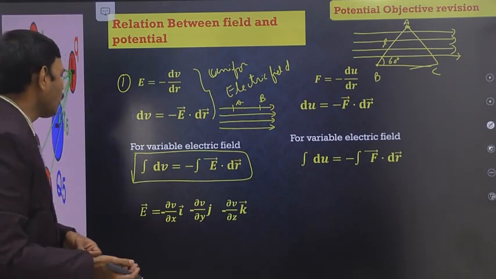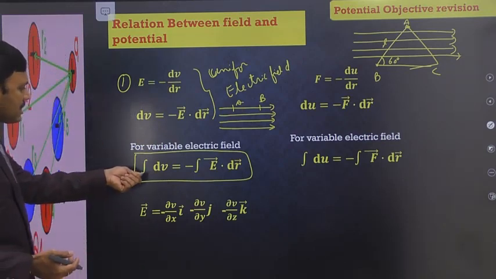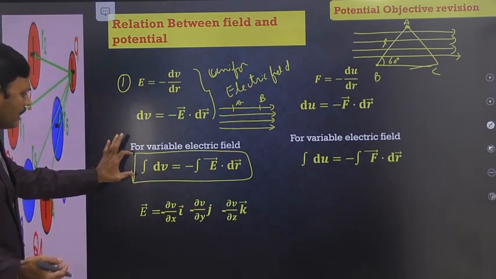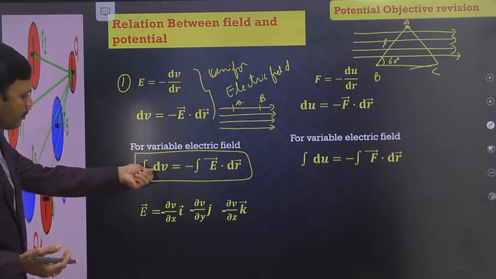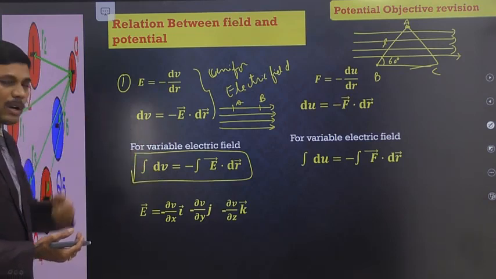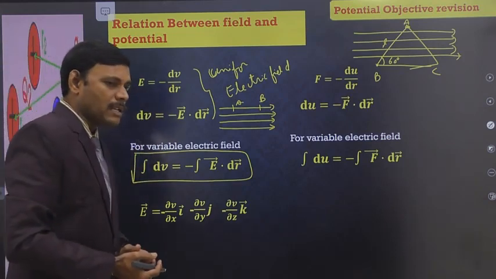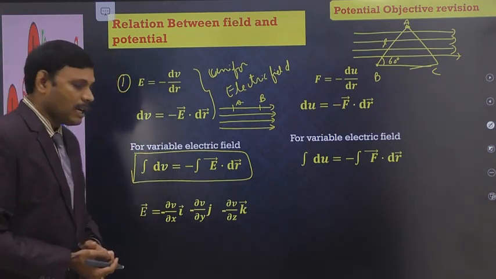A repeated question. To find out potential due to such hollow and solid spheres, that is a variable electric field. To find out potential at any point, we definitely use this formula. Integral dV is equal to minus integral E bar dot dr bar.